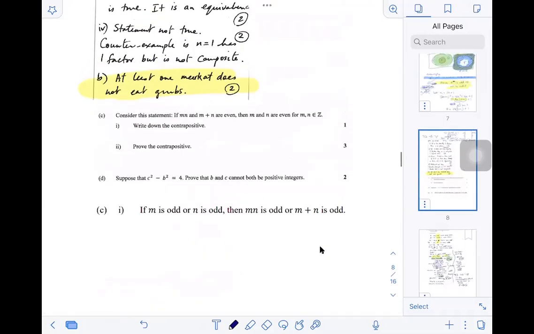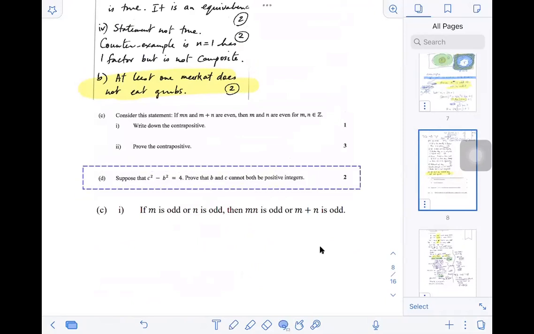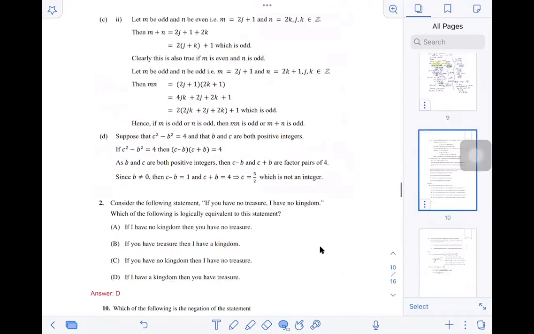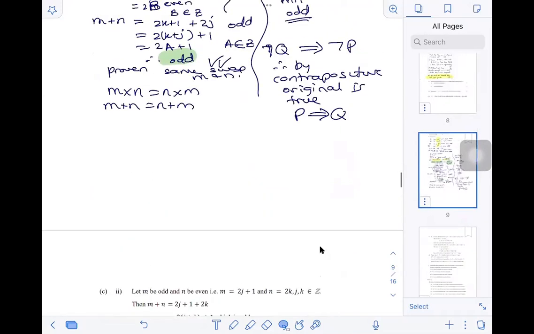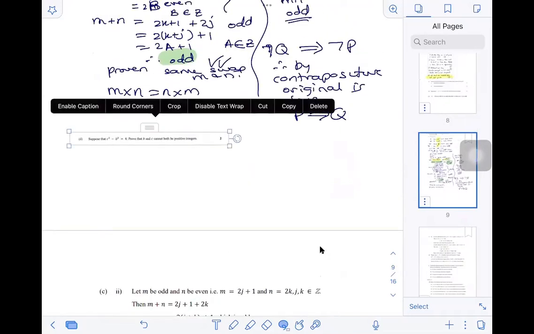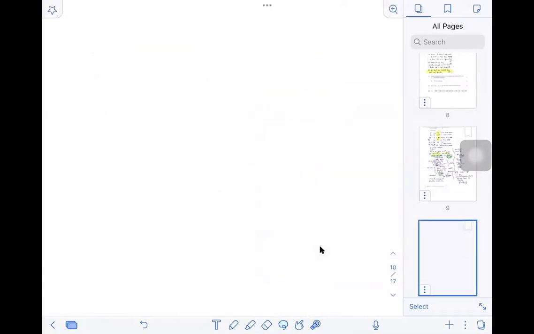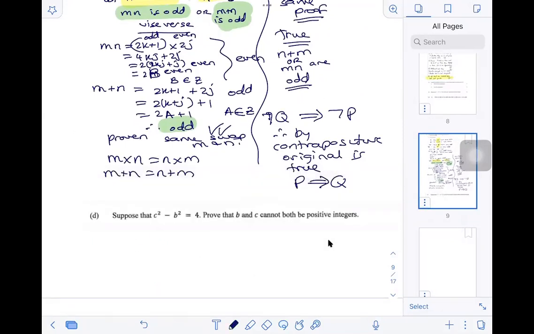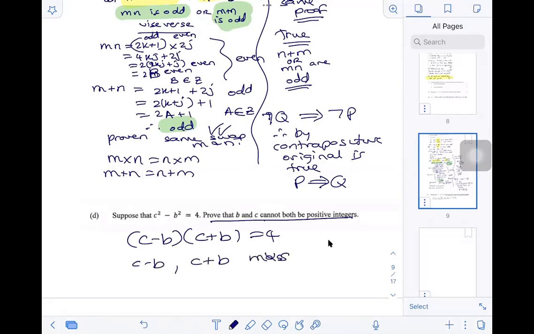Okay, now the next one is a little trickier. It's quite a harder sort of proof. But I think when we're looking at these, you're always looking at factors. So let's put this one here, and I'm going to add in a page. If we want to show that B and C cannot be integers, let's say that C minus B and C plus B equals 4. If I factorize that, that means that C minus B and C plus B must be factors of 4.